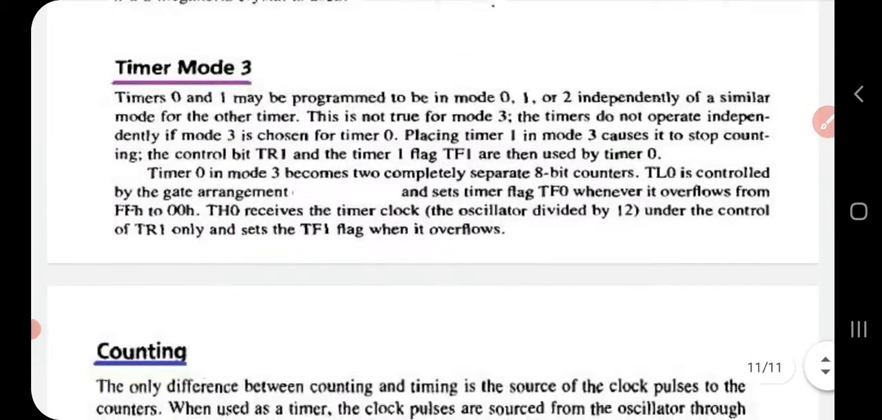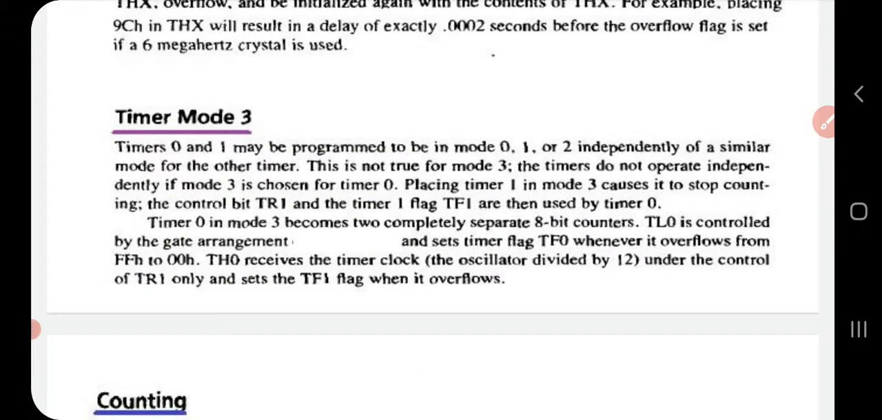Then finally timer mode 3. Here timers 0 and 1 may be programmed to be in mode 0, 1 or 2 independently, but this is not possible for timer mode 3. Here the timers do not operate independently if mode 3 is chosen. Why? Because here placing timer 1 in mode 3 will cause it to stop counting. That is, the control bit TR1 and the timer 1 flag, that is TF1, are used by timer 0.